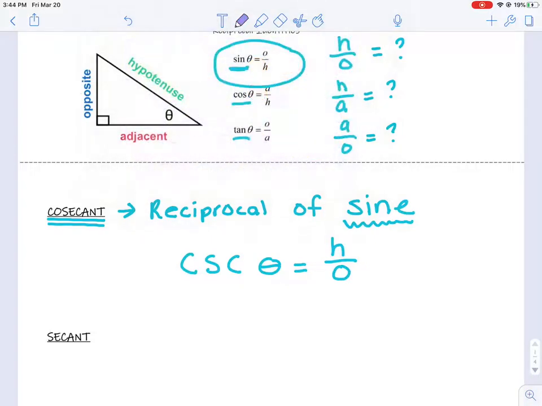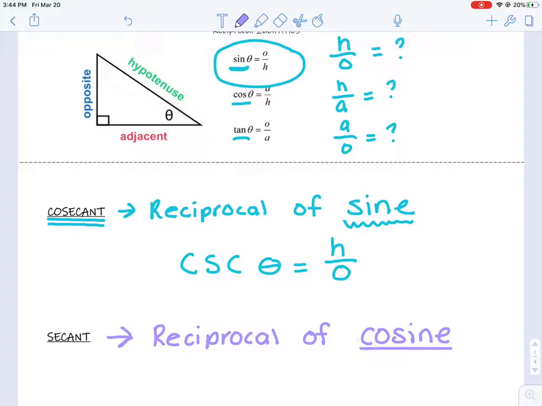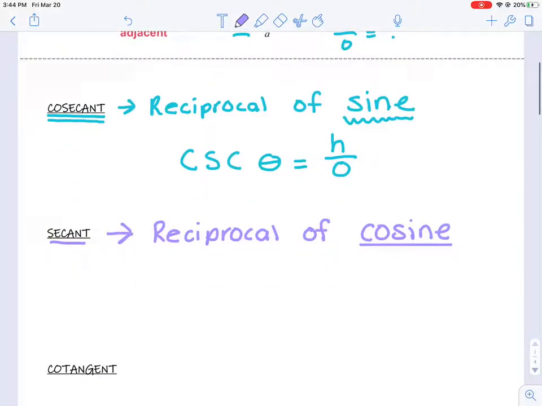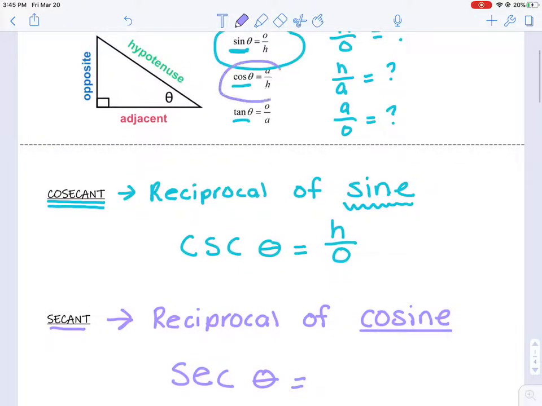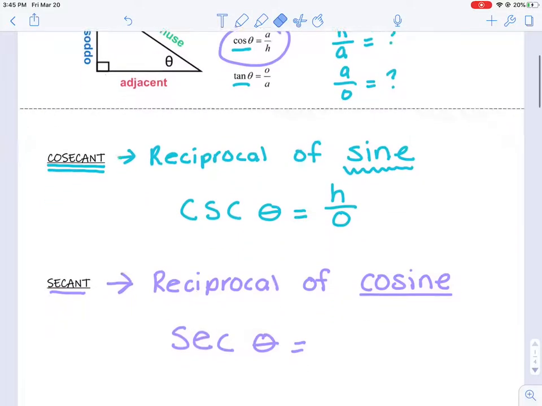Our next one is secant. Secant is the reciprocal of cosine. So this is secant, but we may see it as the abbreviation SEC of theta. And if we look at what cosine is, adjacent over hypotenuse, so secant is going to be hypotenuse over adjacent.